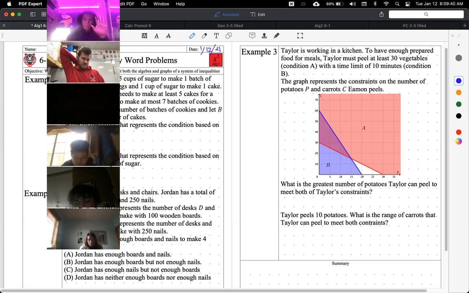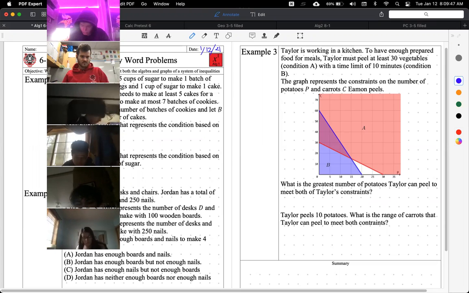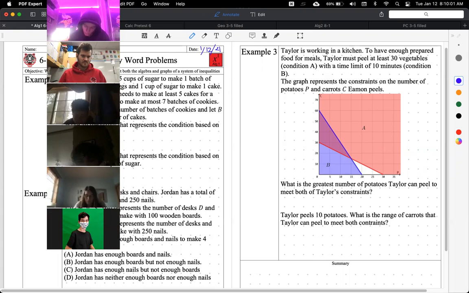It takes 1 egg and 1/2 cups of sugar to make one batch of cookies. It takes 2 eggs and 1 cup of sugar to make one cake. Drew is a chef who needs to make at least 5 cakes for a wedding and wants to make at most 7 batches of cookies. Let A represent the number of batches of cookies and let B represent the number of cakes. Write an inequality that represents the condition based on the number of eggs.